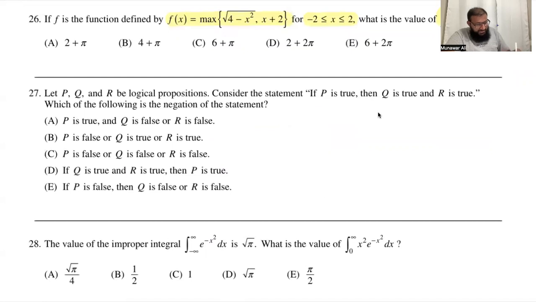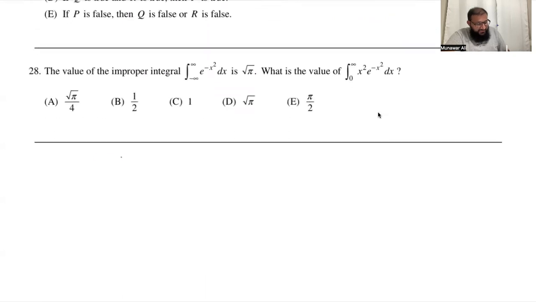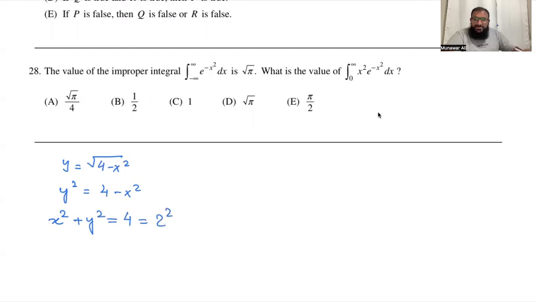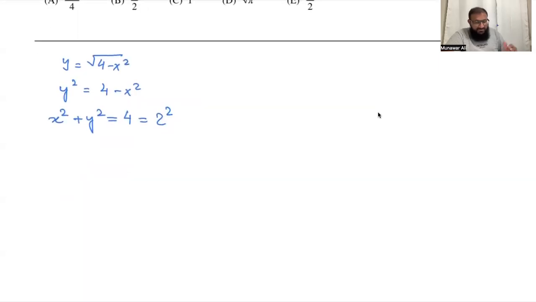The first part you can see is the square root of 4 minus x square, and let me set it equal to y. If I square both sides, I will get this. If I take negative x square to the other side, I will get x square plus y square equals 4, which I can write as 2 square. You know very well this is simply an equation of a circle with radius 2, and obviously center at the origin.